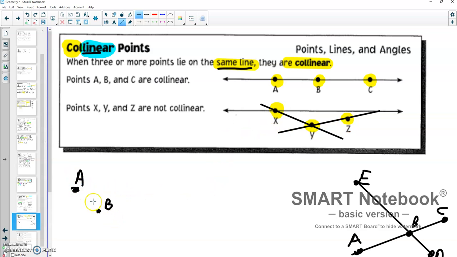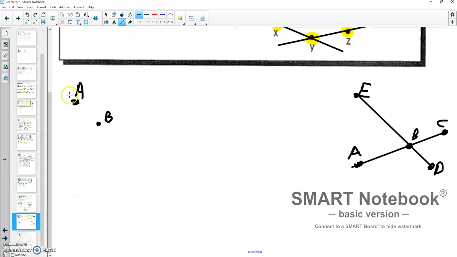So imagine here, I have A and B. If I were to draw a line from A to B, where would I put, let's say, dot C to make it a collinear point? Remember, it has to be on the same line. So if I wanted to make C collinear, I would put somewhere like right here, C. I could even put it here. Let's put a D here. A, D, B, C. It's all on the same line.